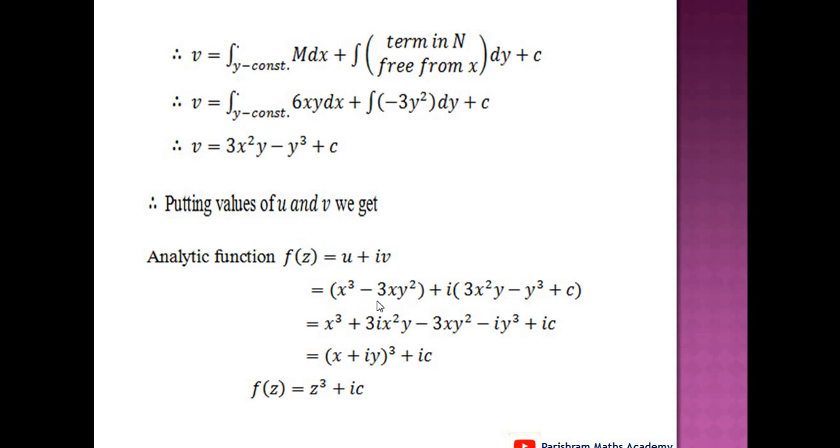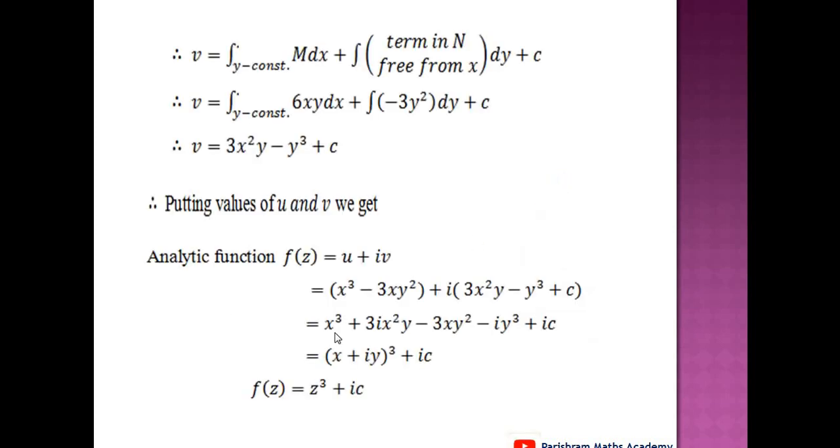The value of u is x cube minus 3xy square plus i into the value of v, nothing but 3x square y minus y cube plus a constant. Simplify it, we get x cube plus 3i x square y minus 3xy square minus i into y cube plus i into c.